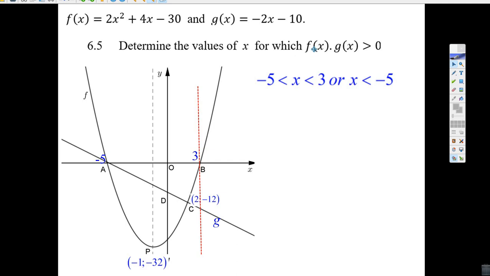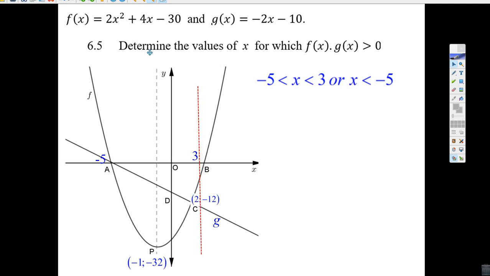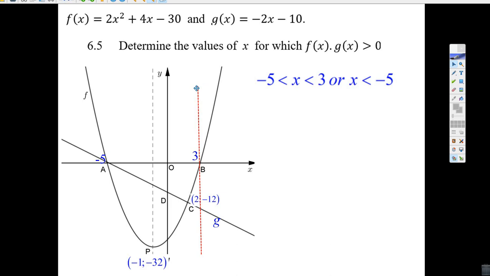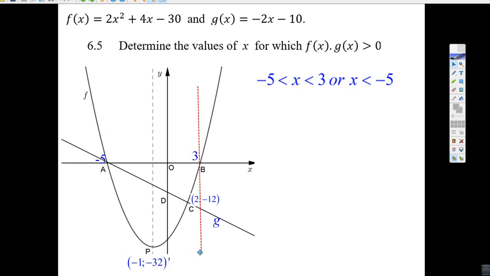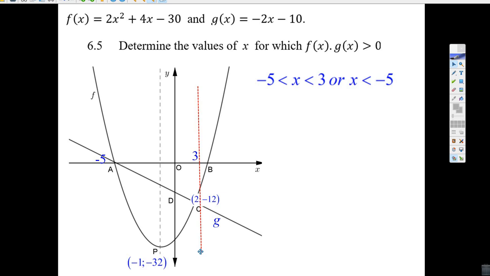Determine the values of x where f times g is going to be positive, greater than 0. Well, let's take a look at this. I'm going to try and grab a hold of this little vertical red line because it can help me figure this out. But I'm having trouble grabbing it. Oh, there it is. I've got it now.